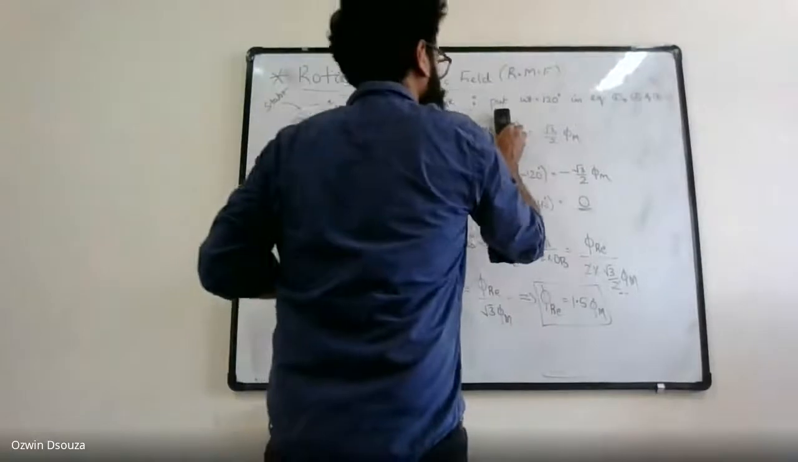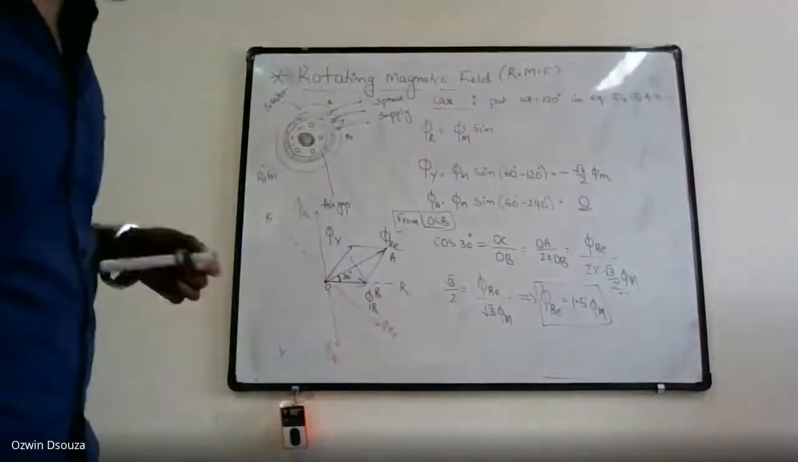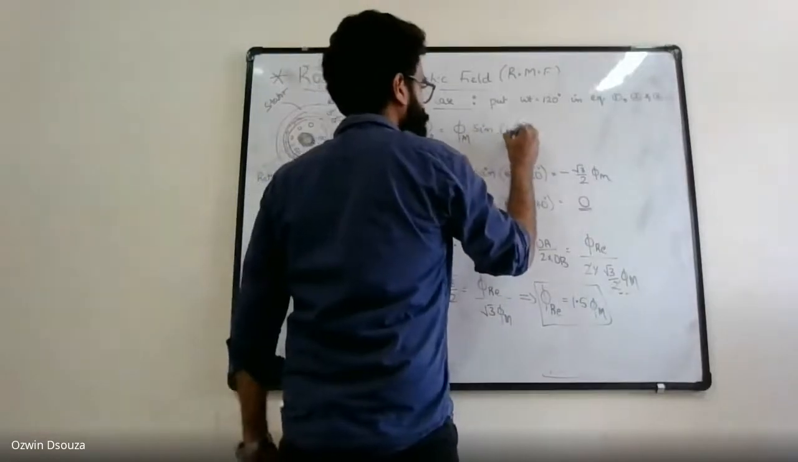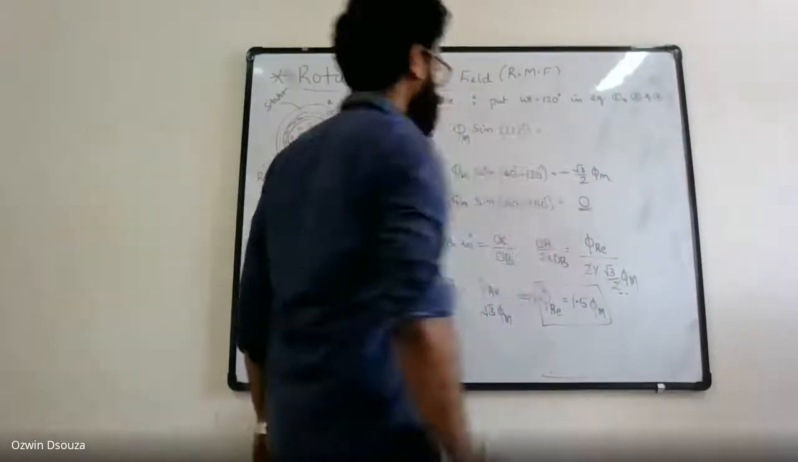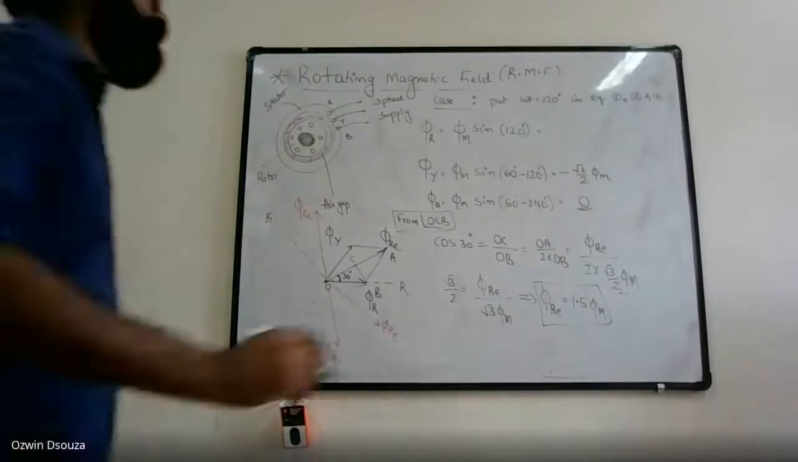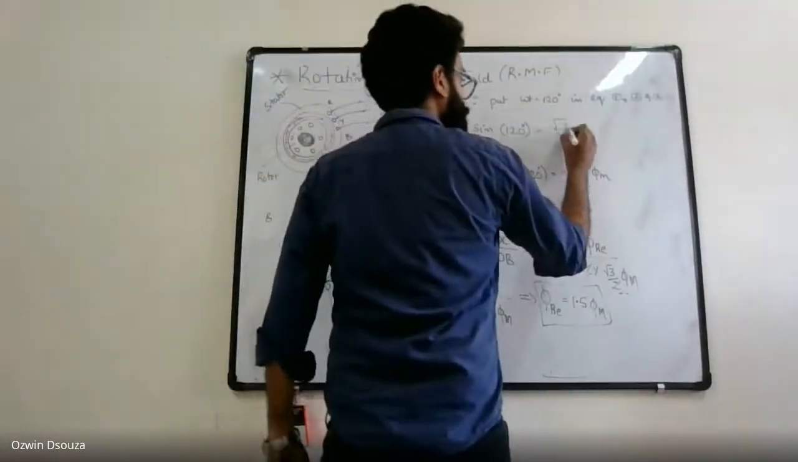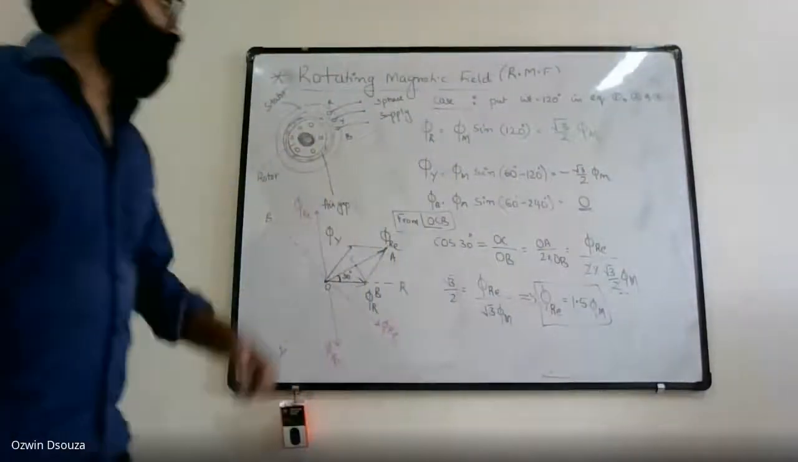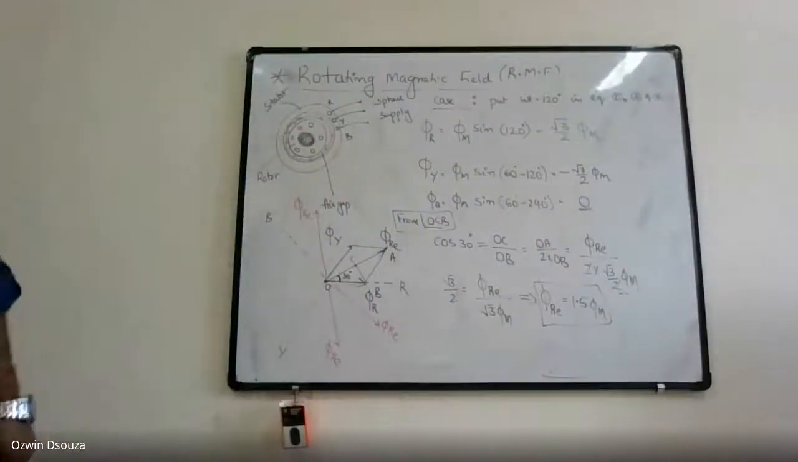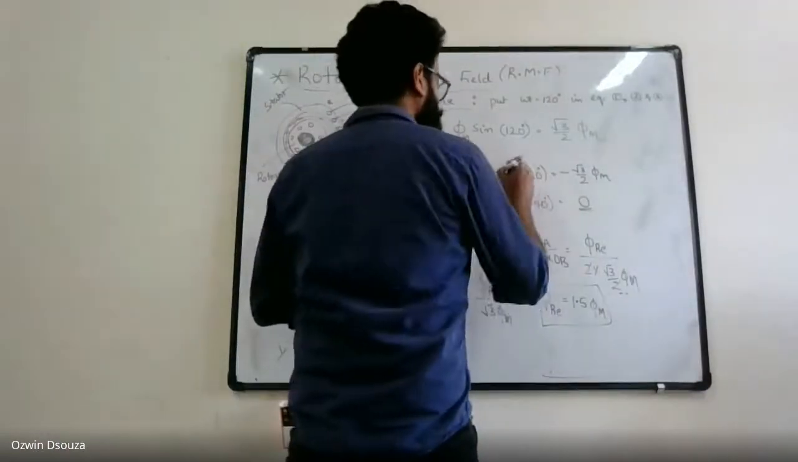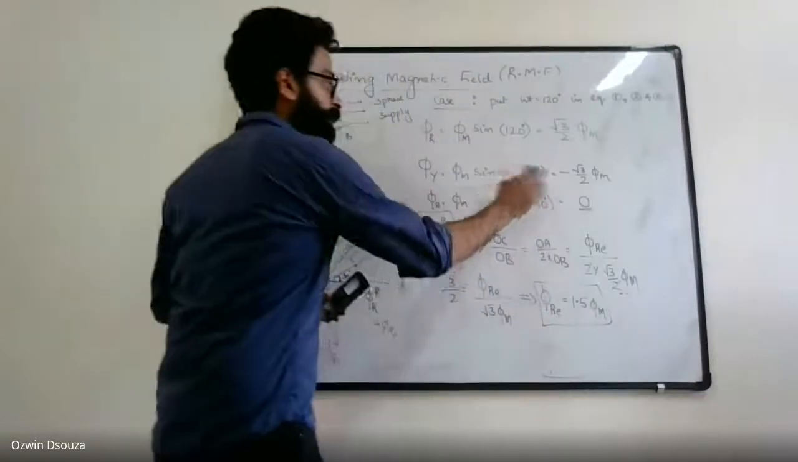All right. So what do you get when you substitute omega t equal to 120 degree? Phi m sine of 120 degree. So sine 120 is positive value. So it is root 3 by 2 phi m. And then you substitute 120 in the second equation. So sine of 120 degree minus 120 degree. So that is 0.